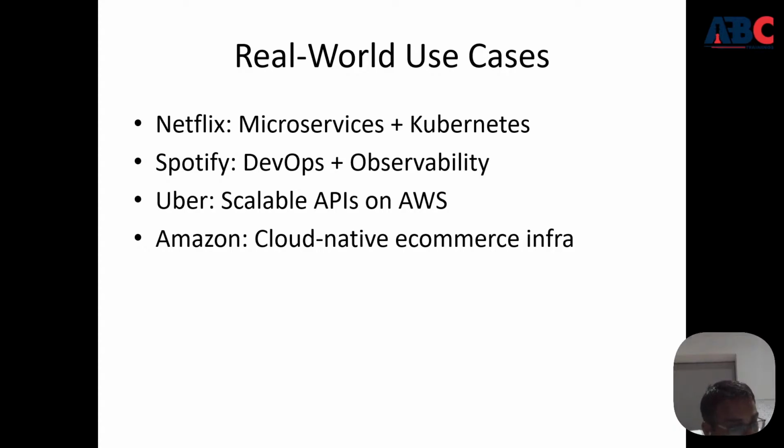Uber uses it to handle massive amounts of real-time data using cloud native messaging, queues and service meshes. And Amazon, what Amazon does is operate millions of services across different zones using cloud native design patterns for high availability.